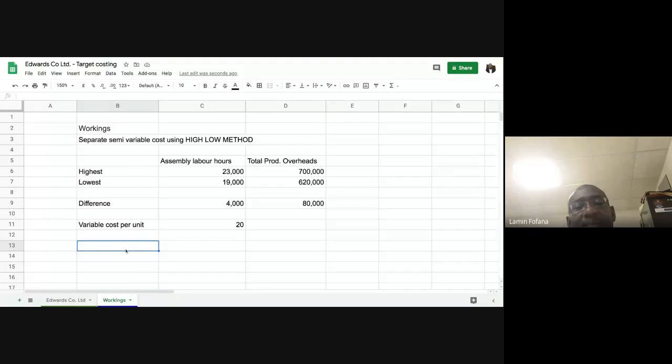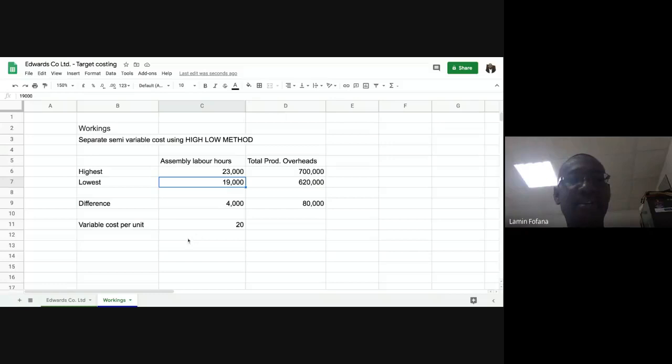Now, simply, we need to substitute this in any of them, and then we'll have our fixed overhead. So we can take this variable cost per unit and substitute it here, that's with the highest, or we can take it and substitute it here with the lowest. It will always give us the same fixed overhead. So let's find our fixed overhead. We can do it twice so that we see what I'm talking about.